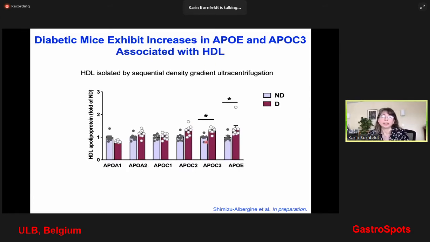ApoC3 is exchangeable between TRLs and HDL, and so we also isolated HDL by sequential density gradient ultracentrifugation, and again went back to do targeted mass spectrometry to look at the range of different apolipoproteins carried on HDL. And again, you can see that the picture looks pretty consistent. There is a significant increase in ApoC3 and ApoE carried by HDL from the diabetic animals.